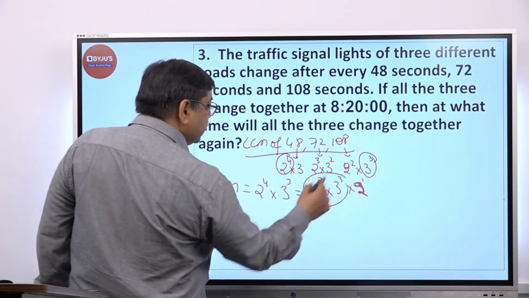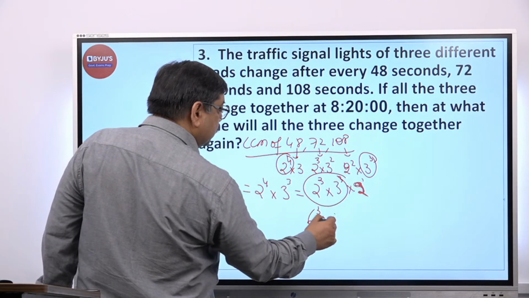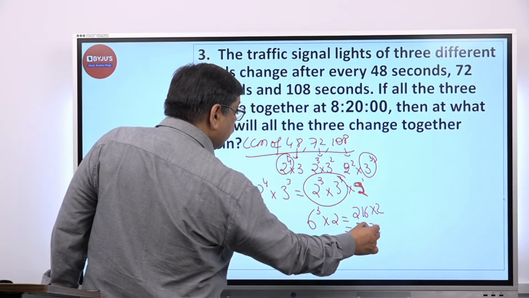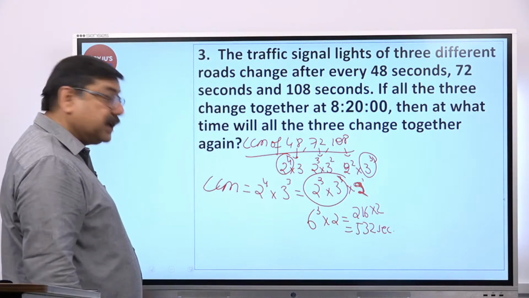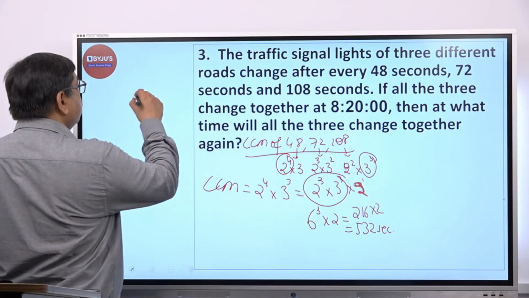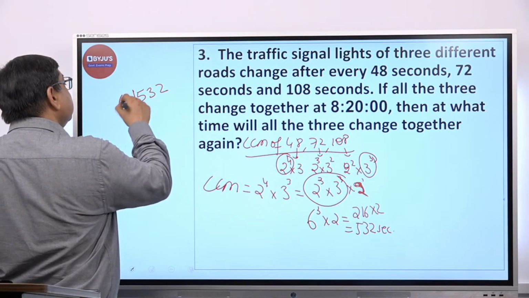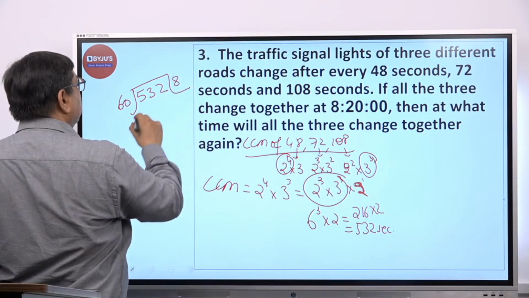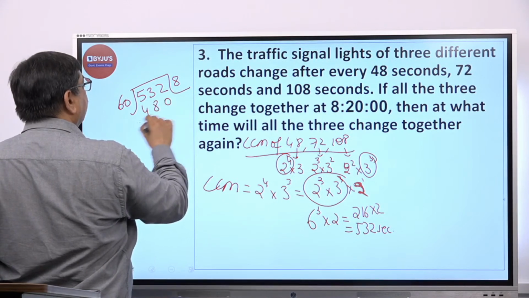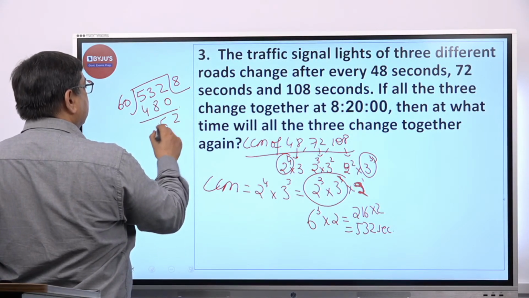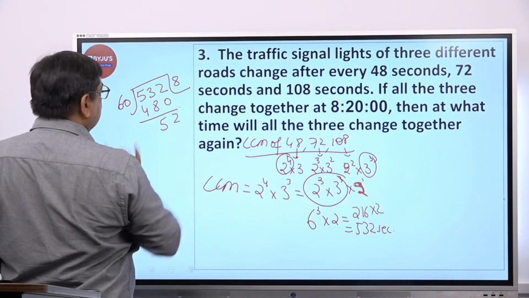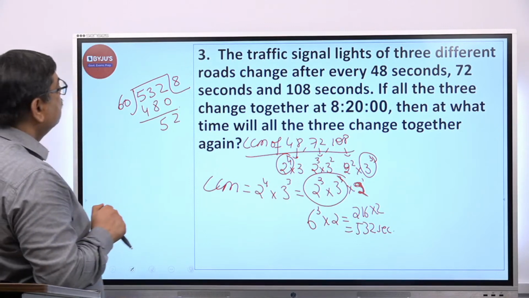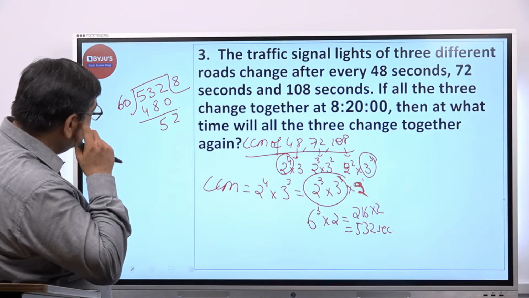Why? Because this is nothing but 6 power 3 into 2. This is 216 into 2, which we know is 532. But what are these 532? These are seconds. Convert them into minutes. So 532, there are 60 seconds in a minute. All right. So 8s are 48. Okay. So you get a 52. So once again, what we have here is a 52. Correct? These are 532 seconds, no? So I should be adding 8 and 52 seconds, right?